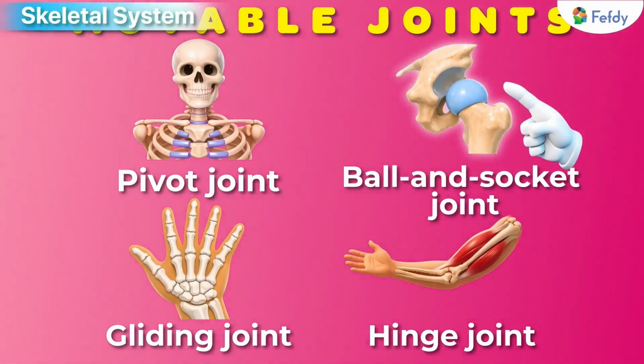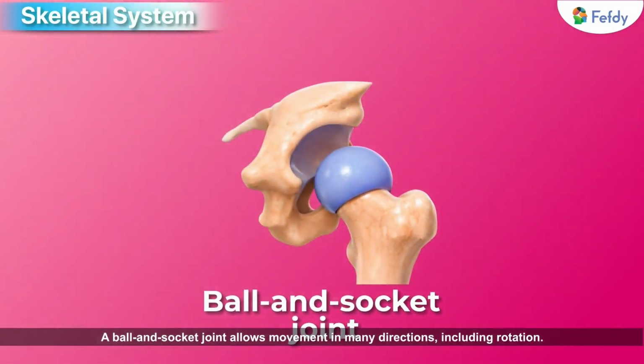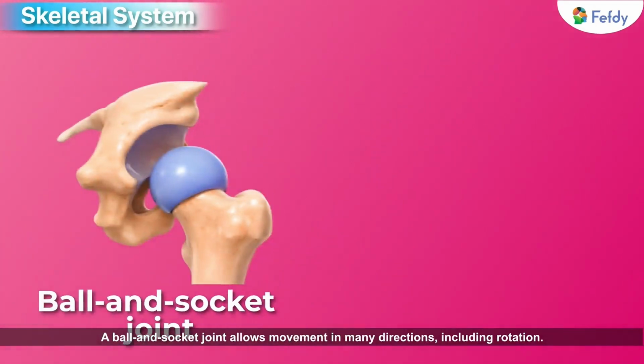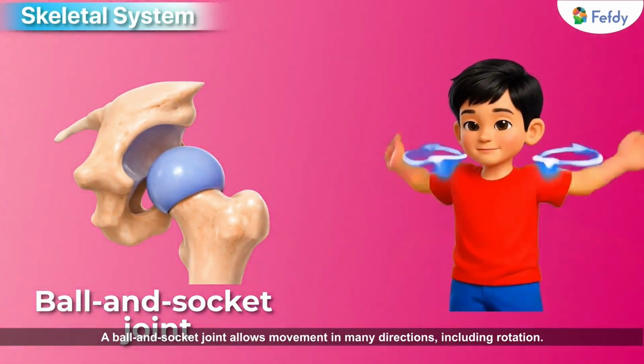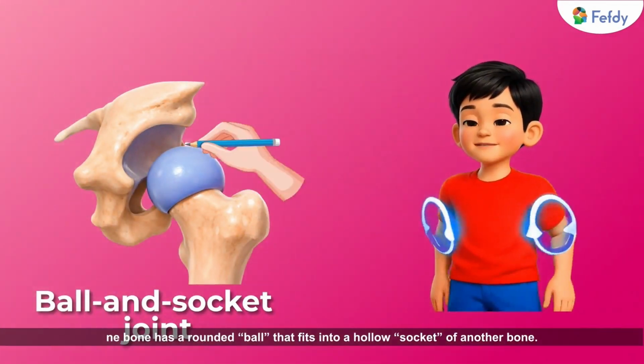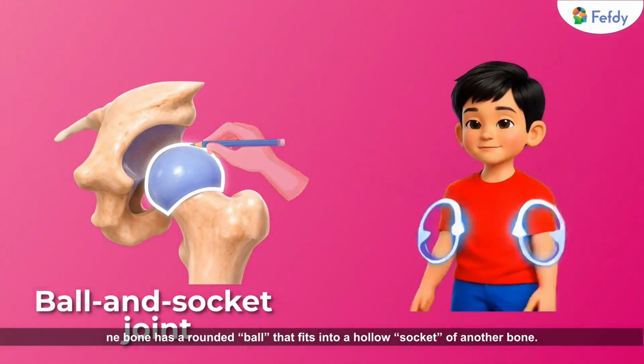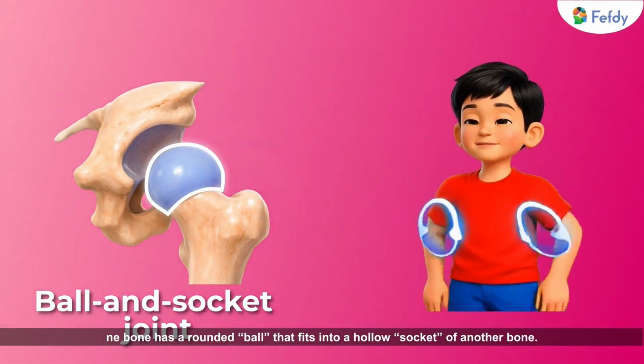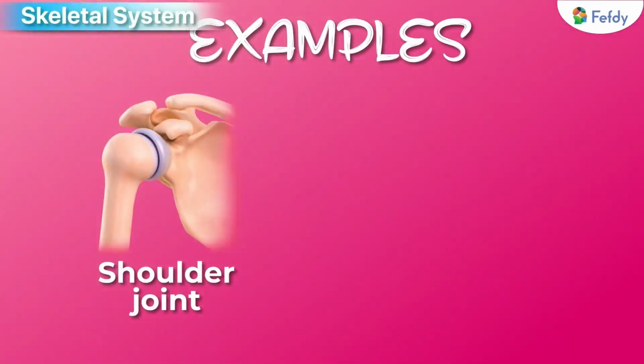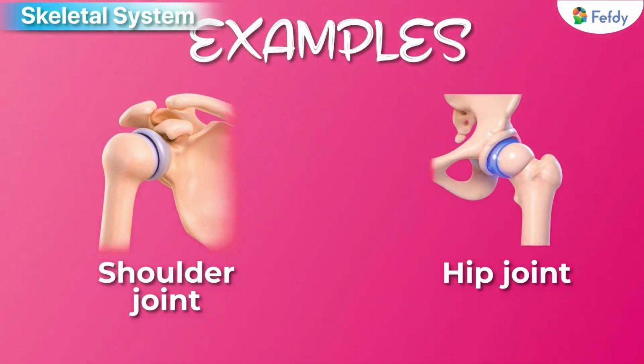Ball and socket joint. A ball and socket joint allows movement in many directions, including rotation. One bone has a rounded ball that fits into a hollow socket of another bone. Example: shoulder and hip joints.